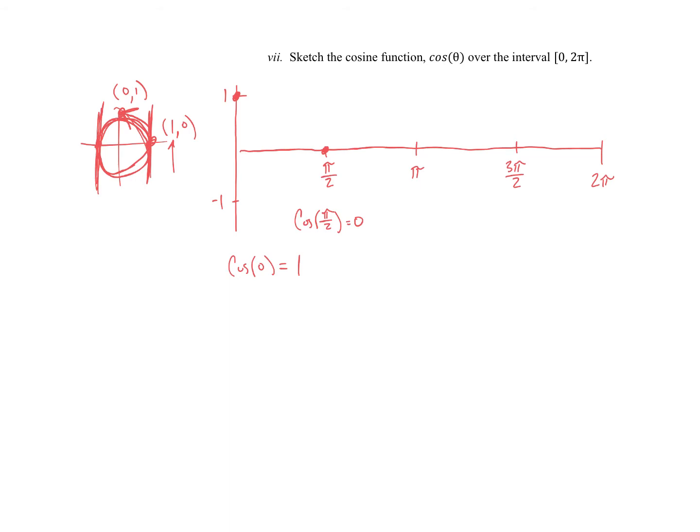And then we can check pi. This is the point (-1, 0), so cosine of pi is -1. And this is where it's going to bounce back, because cosine of 3 pi over 2, if we travel around here, is the point (0, -1). That's 0. And then finally, cosine of 2 pi is 1 again. It's right back to where we started. So we can go ahead and fill in this curve.